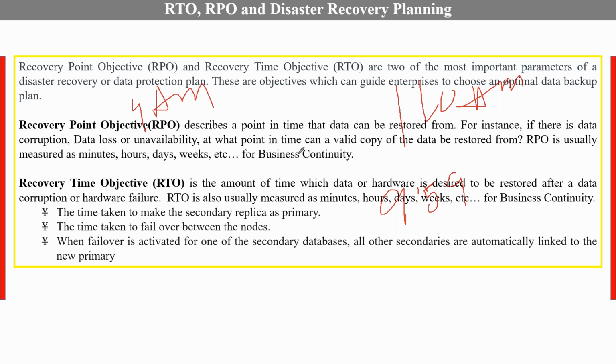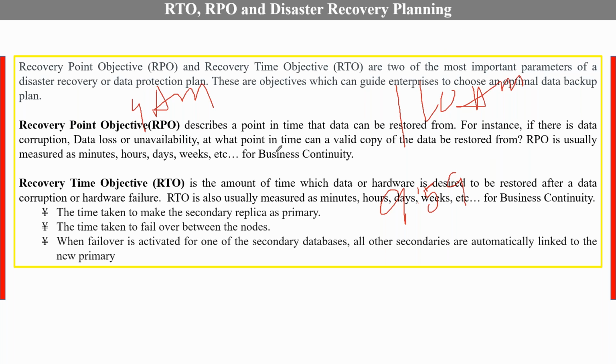For the instance, if there is data corruption, data loss or unavailability, at what point in time can you get a valid copy of the data to be restored from the backups, sir. So to fulfill the RPO, we configure the backups, whether minutely, hourly, daily, weekly. Got it, sir? Everyone? Yes, sir.